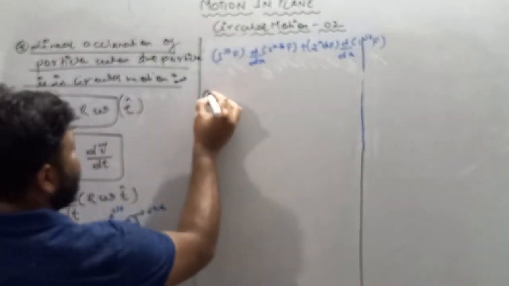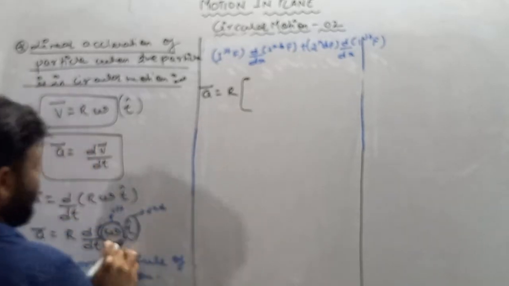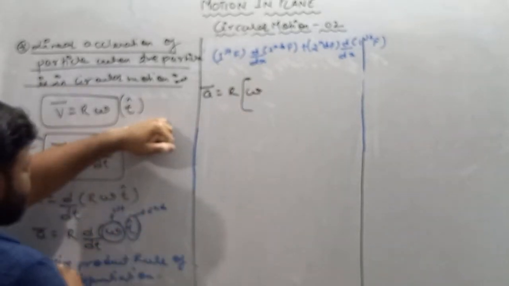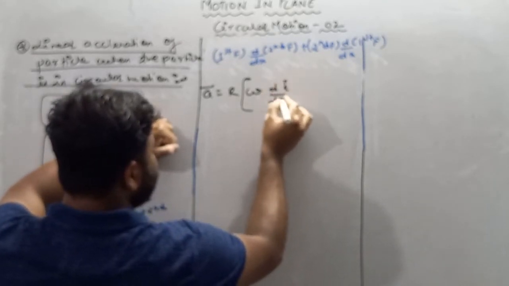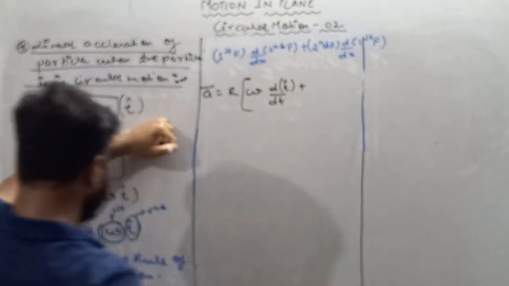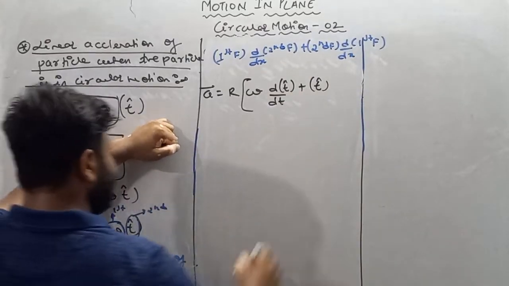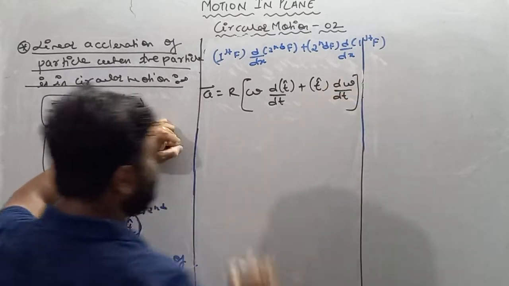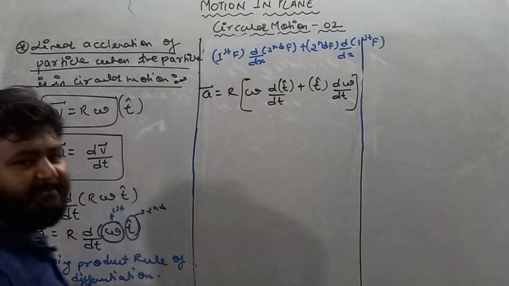So a vector is equal to r comes outside, and omega is our first function. So first function as it is, differentiation of second function, that is dt cap by dt, plus second function as it is, that is t cap as it is, differentiation of first function, that is d omega by dt. I hope you all understand this thing. First function is omega and t cap is the second function.